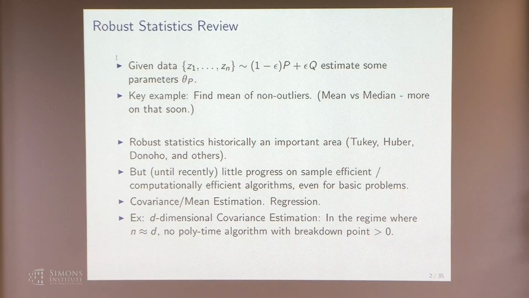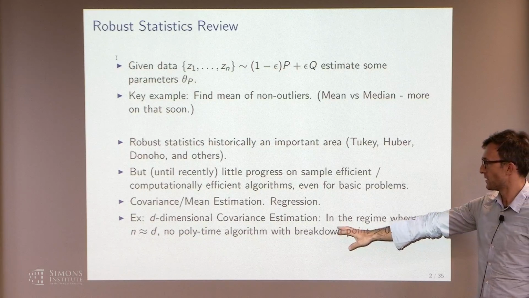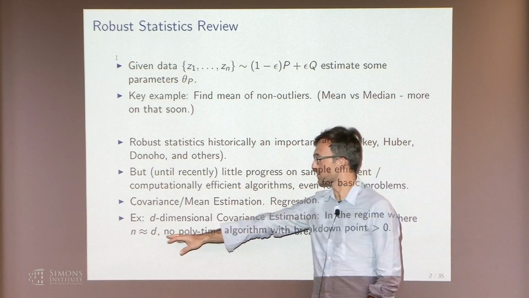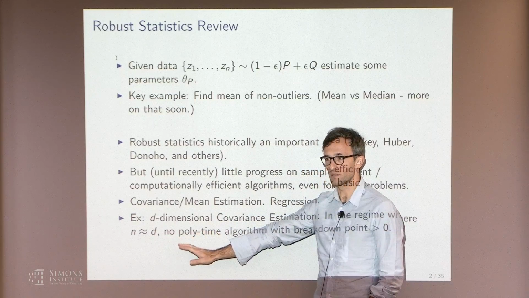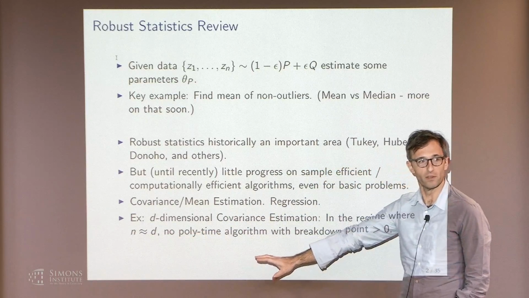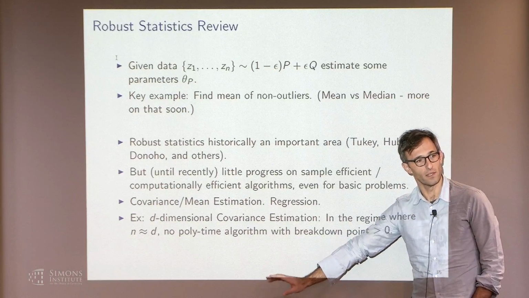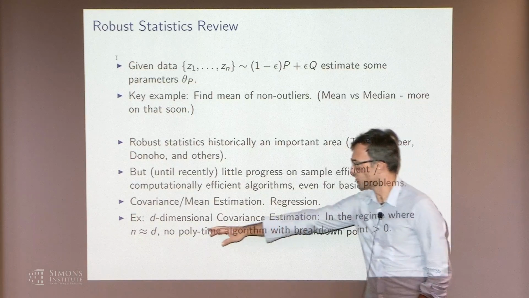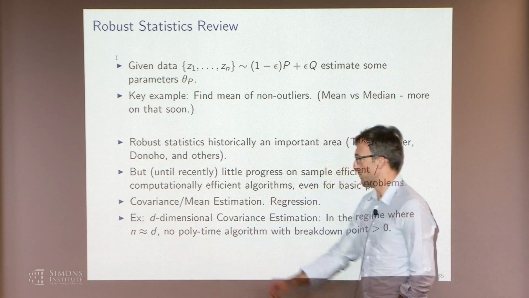Just to give some context for those that don't know about this area: until pretty recently, even the problem of estimating, say, the top singular vector, the top principal component of data, in the regime where the number of samples scales approximately like the dimension, was open. This is the regime that we would care about if we have a simple, say, Gaussian covariance estimation problem. Think about the spiked covariance model. This is really the regime of interest. We don't want to have samples way more than that.